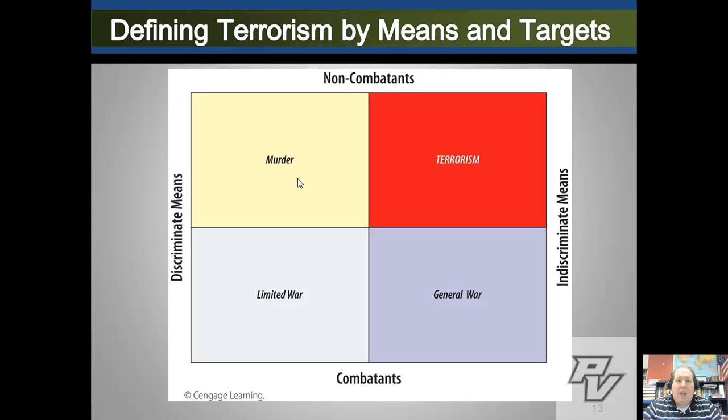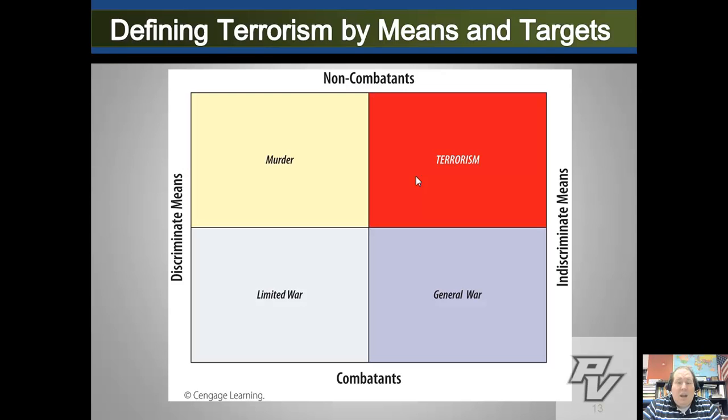When you're using very indiscriminate means, things that we've discussed like napalm, cluster bombs, landmines, and you're aiming it just at combatants, that's more general warfare. Yes, non-combatants could be brought into the middle of it, but that's not the general aim. But when a group uses indiscriminate means to attack direct non-combatants, we consider that terrorism. This is one definition, and it's not necessarily a correct one, and it's going to be one we debate for a while. Later on, one of your assignments will be to attempt to define terrorism. It's difficult, but we'll try and use the best we can.